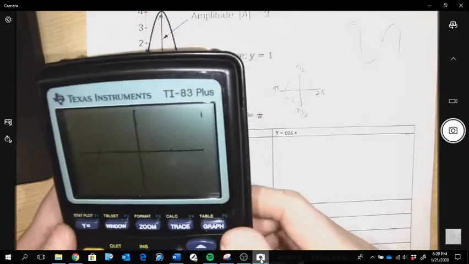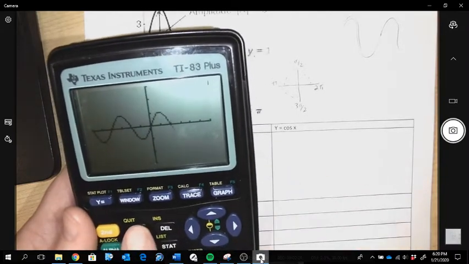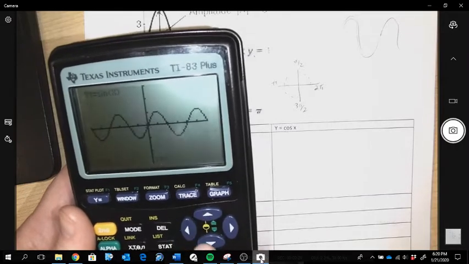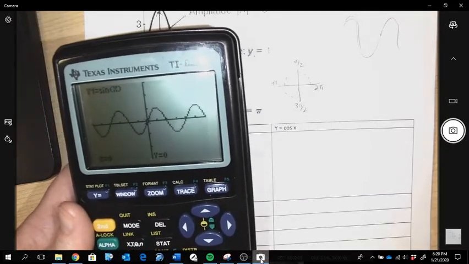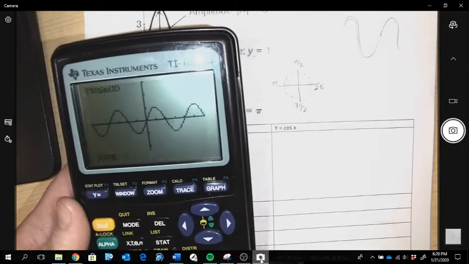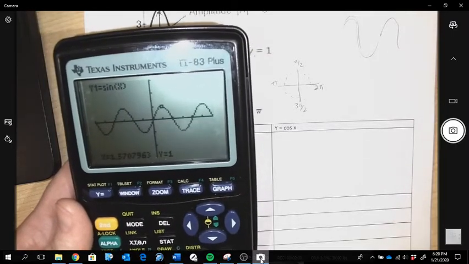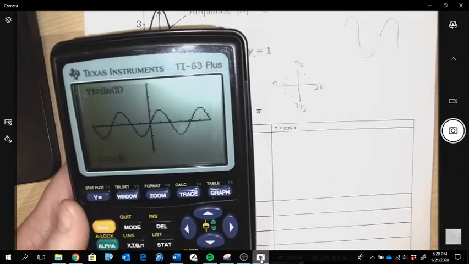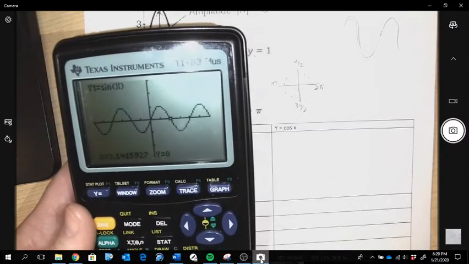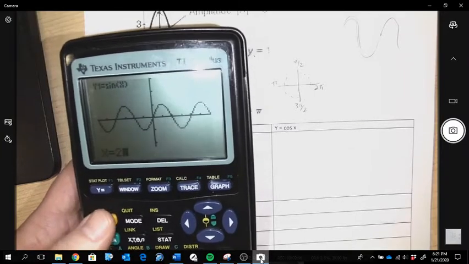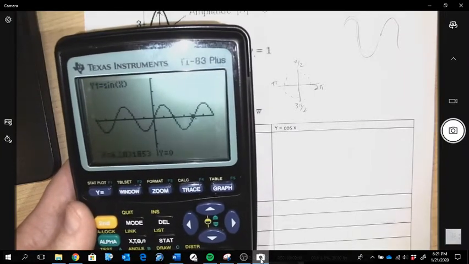Oh, yeah, I'm good. We changed the mode, right, to radians, so there is my curve. So 0, 0, at pi over 2, you're at 1. The next would be at pi, right? At 3 pi over 2, you're down there. And then the next would be at 2 pi. You complete the cycle.